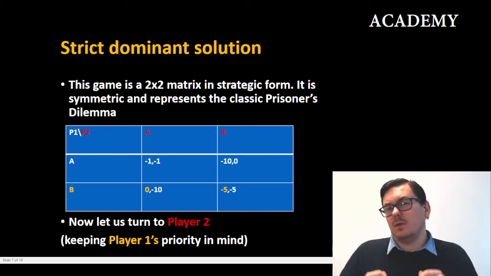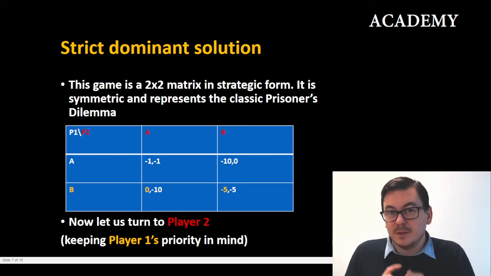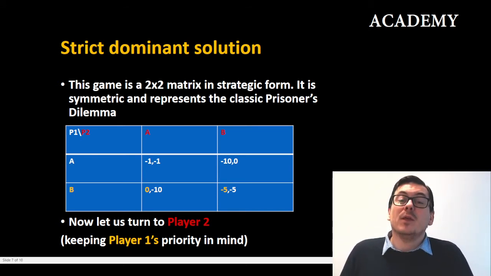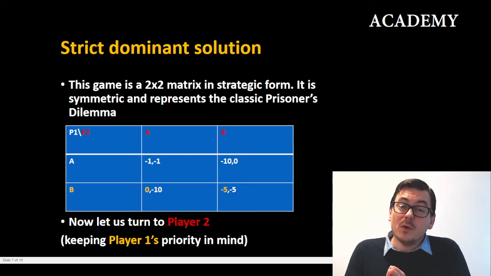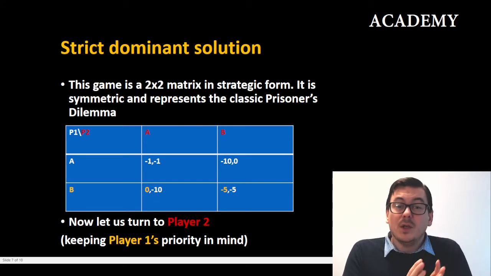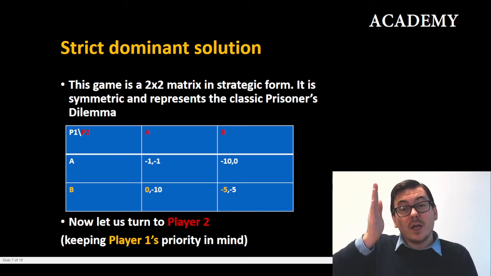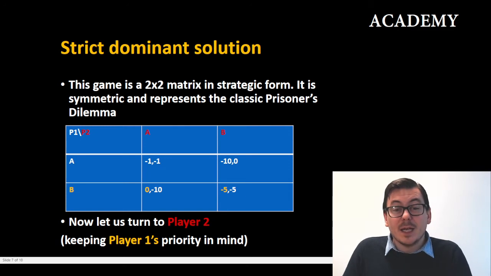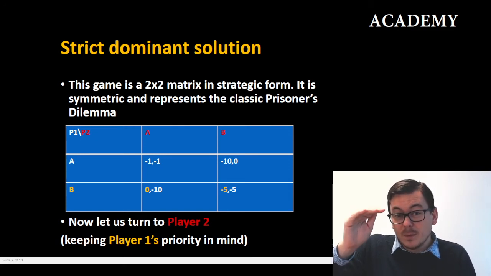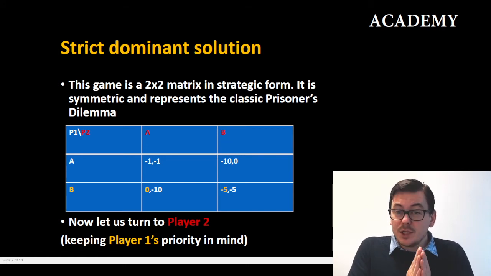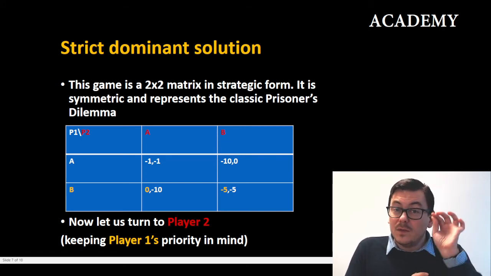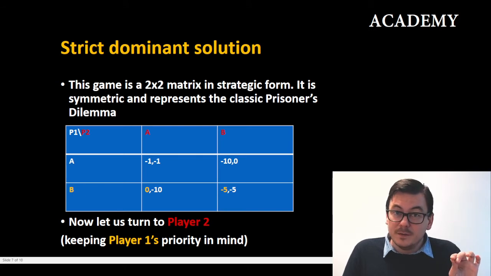Player 2 also has two different strategies, A and B. When we look at the payoffs in the game, player 2's payoff will be the number after the comma. So if he chooses strategy A, we will now look at the columns and he would get -1 on top or -10 in the bottom row. If he chooses strategy B, then it would be 0 or -5.